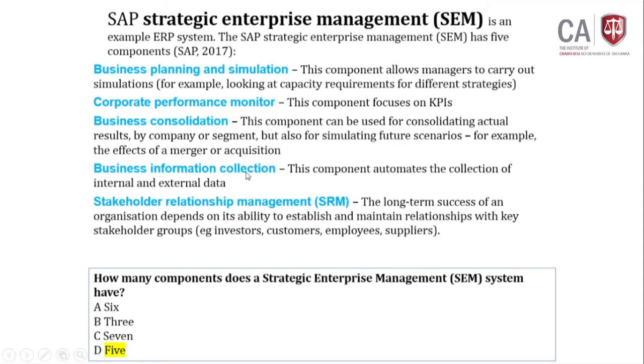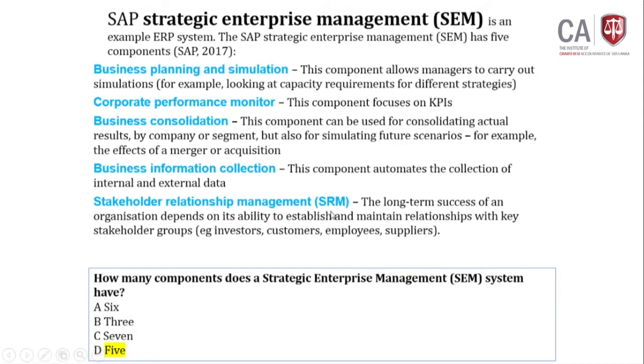So, business information collection. This component automates the collection of internal and external data. For the strategic management system, there is a requirement for internal and external data collection, so this component will do that. All the business information related to inside the organization and also outside the organization will be collected together and fed into the system. So this component of the SEM is managing the information which is collected through internal and external sources.